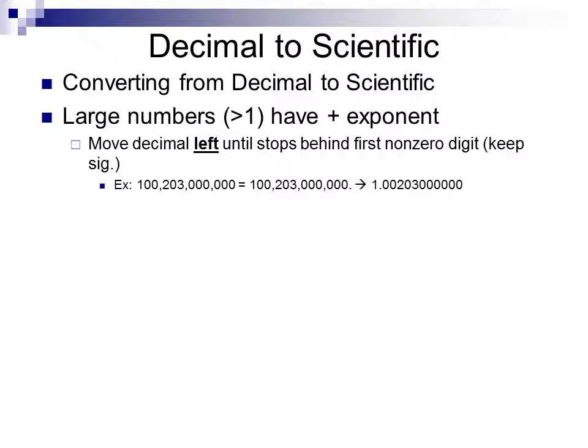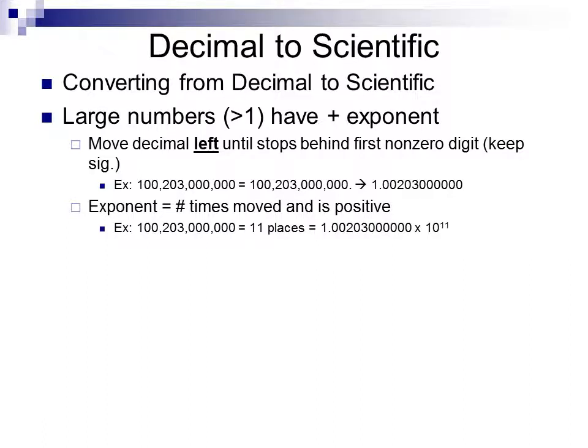So if we take the decimal and we move it to the first non-zero digit, it winds up after the initial 1. So we have 1.00203000000. The exponent that we use in assigning scientific notation is based on the number of times that we moved the decimal place and will be a positive value. I moved the decimal place in this case a total of 11 times.